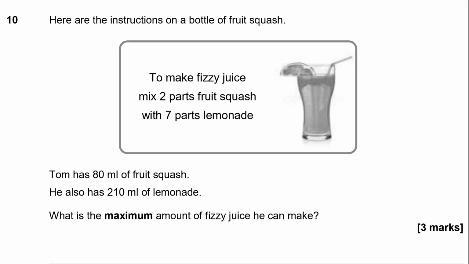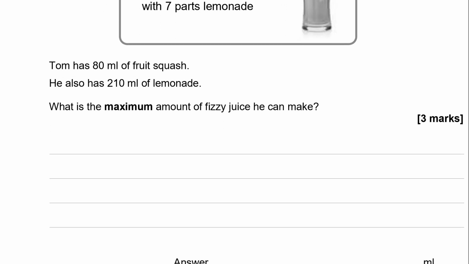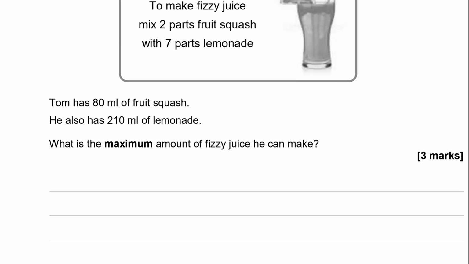Question 10 gives us the instructions from a bottle of squash. To make fizzy juice, mix 2 parts fruit squash with 7 parts lemonade. So it's given us a ratio. I'm going to write that down underneath. Ratio of squash to lemonade is in the ratio of 2 to 7. Tom has 80 milliliters of fruit squash. He also has 210 milliliters of lemonade.